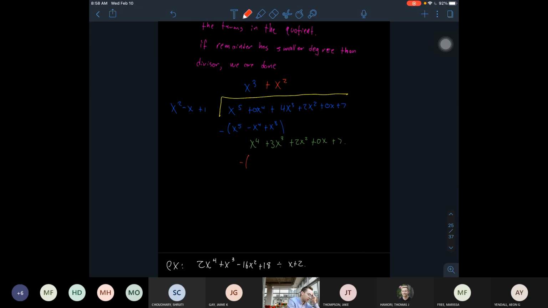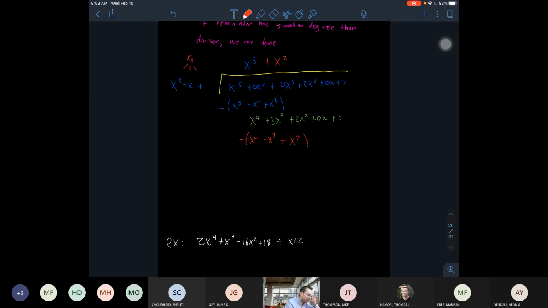Now I'm going to do the same thing. I'm going to subtract. I'm going to multiply each term by x squared, and I'm going to get x to the 4th minus x squared, no, minus x cubed, plus x squared. And then these x to the 4th are going to cancel. That's really by design. That's how we chose x squared, so that that would cancel. And then what am I left with? 3x cubed minus x cubed, that's 2x cubed.